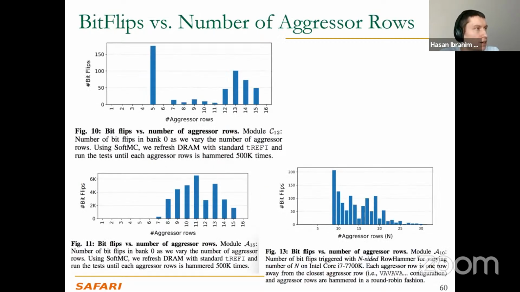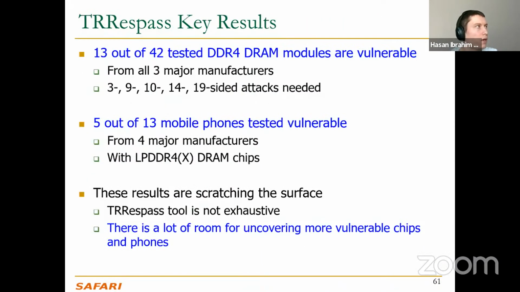Okay, and here we have 3 similar plots for representative modules of the other vendors. This is a module from vendor C, this is a module from vendor A, and this is a different module from vendor A again. We have some different observations here, but maybe I will not talk about these right now to save some time.